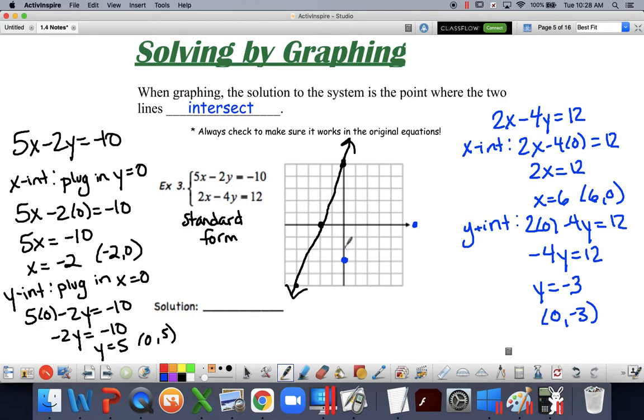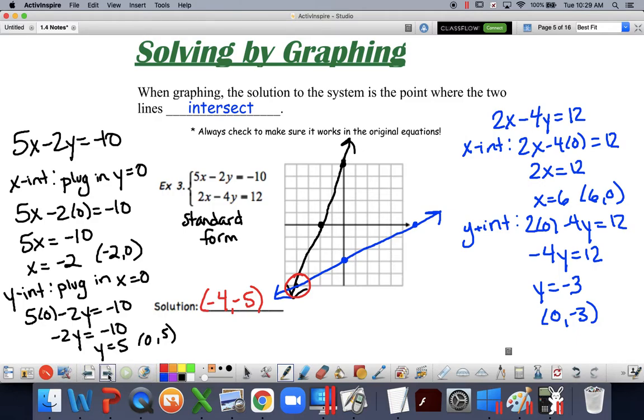So let's see what we got. Once I graph those, I'm going to figure out where they intersect. My solution is the point at which they intersect, which is at the coordinate point negative 4, negative 5, which is ultimately what I was going for.